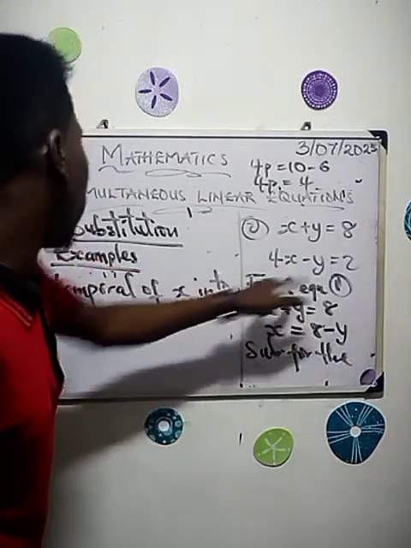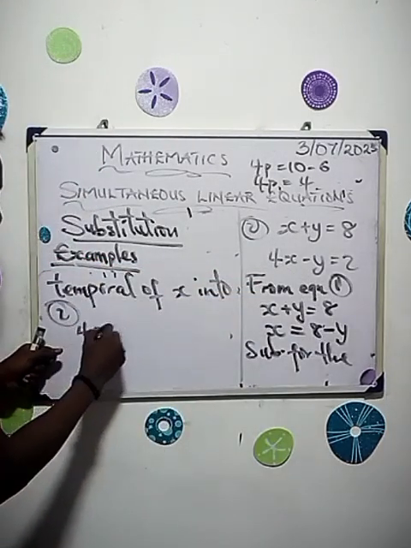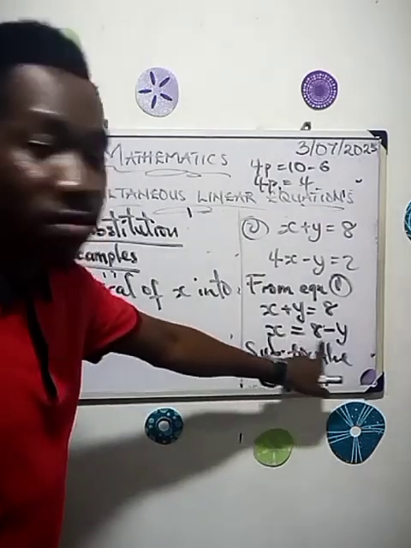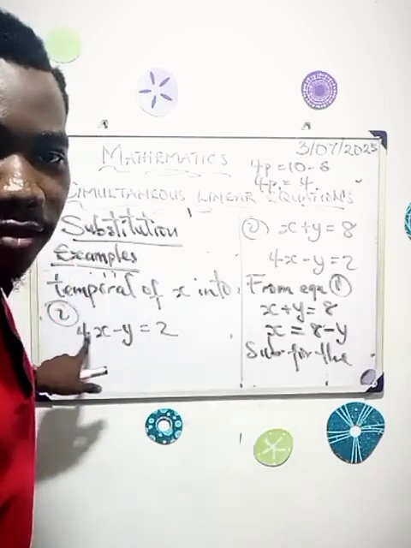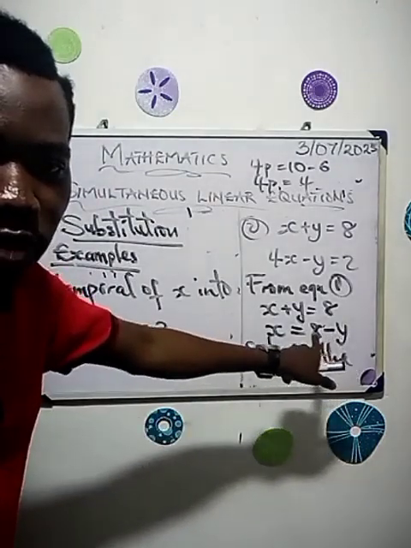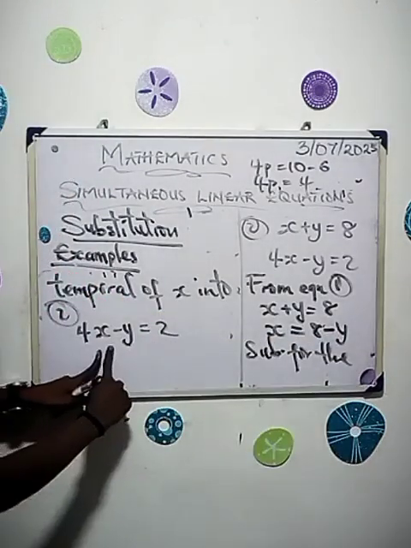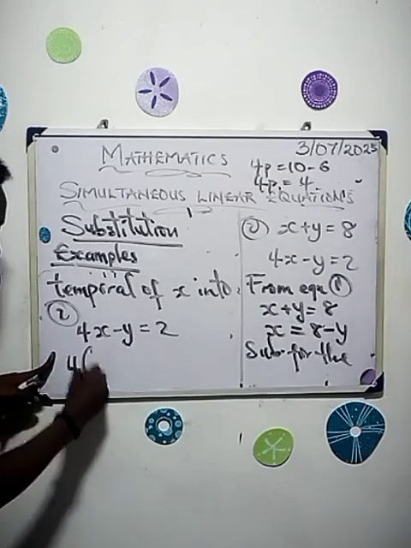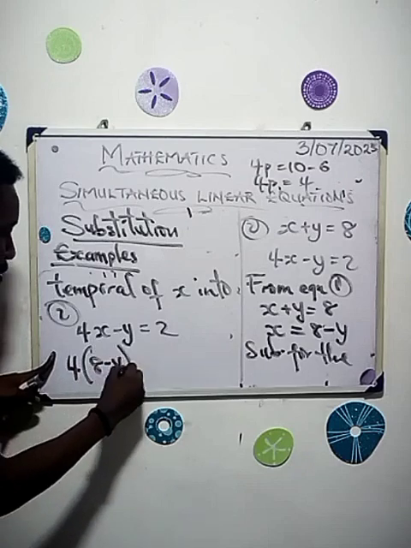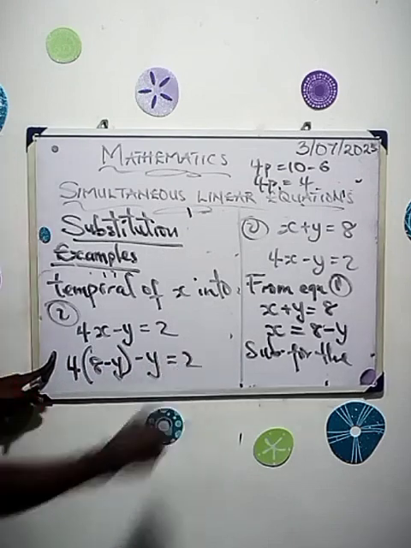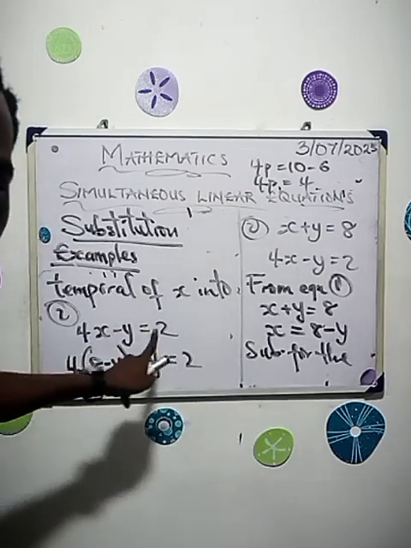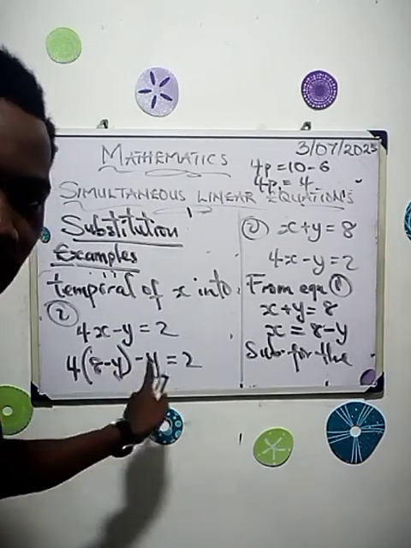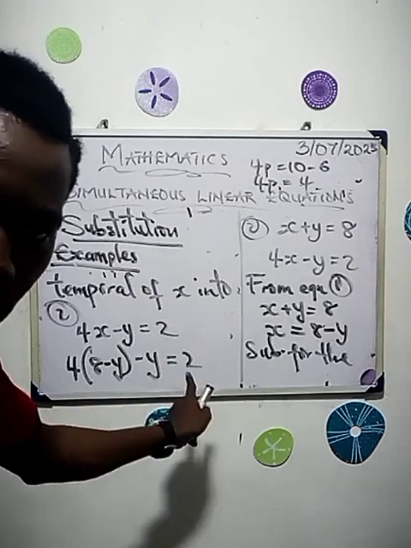So equation 2 says 4x minus y equals 2. Now what's the value for x? It says 8 minus y, right? So where you have x here, put in 8 minus y. Where you have 4x, you now have 4 times 8 minus y, minus y equals 2.